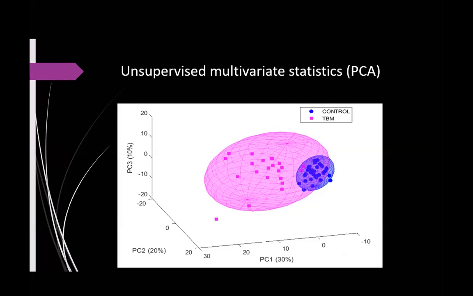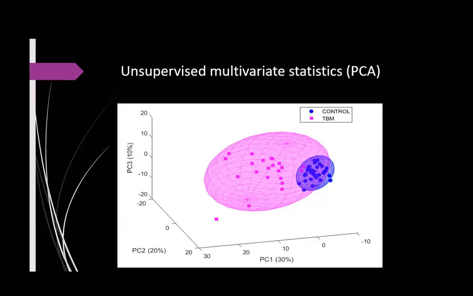And you can see the blue dots, the controls, they cluster nicely together. And the TBM cases are quite more diverse than the control groups, but they differentiate from the control groups. That's important. So in this 3D plot, you can see that the TBM group is different from the control group. And in metabolomics, we value different. Different is good for us. So that is the first step that you're doing in statistics.